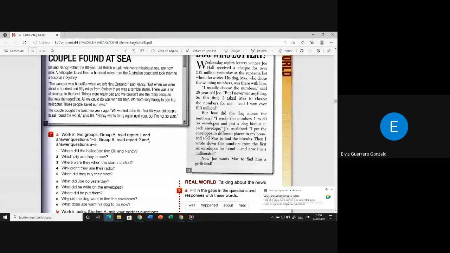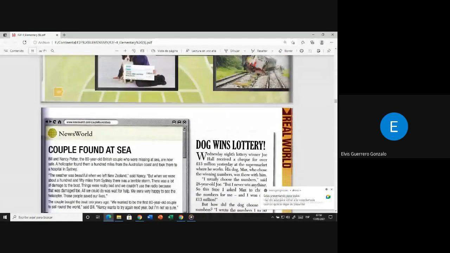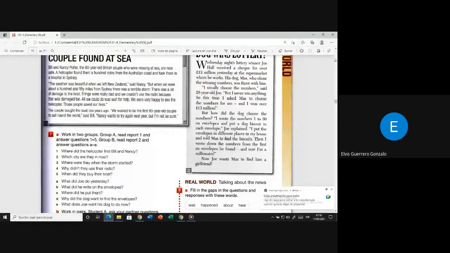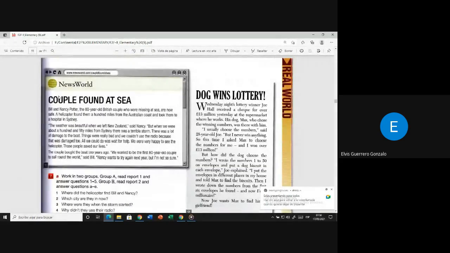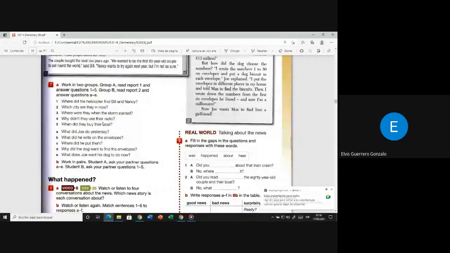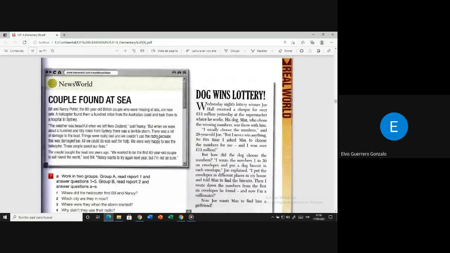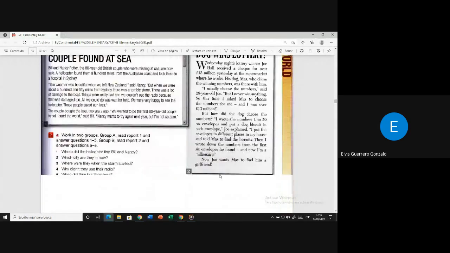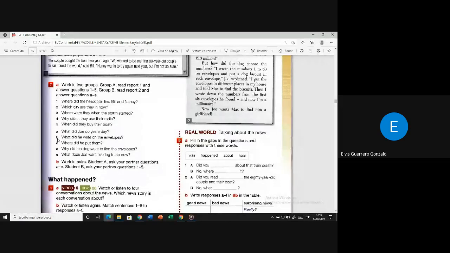Read report 1. This is the report 1. Okay, group number 1. Couple found at sea. This is the report number 1. You read this report and answer the questions 1, 2, 3, 4, 5. Group number 2, you read this report about Duck Wins Lottery and answer the questions A, B, C, D, E.